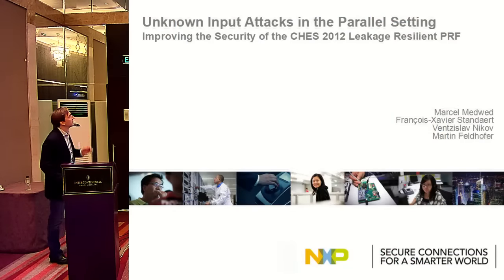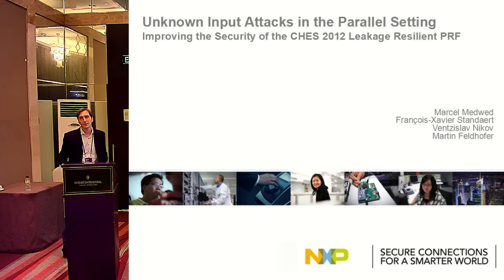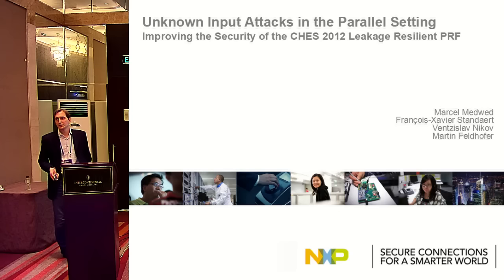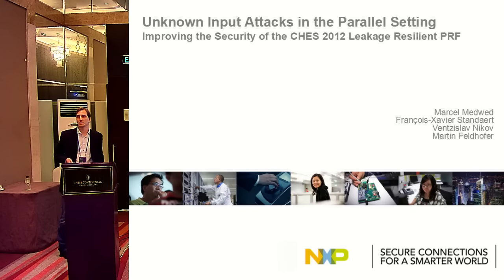Okay, thanks for the introduction. So today I want to speak about how to improve on the CHES 2012 leakage resilient PRF, but not only how to improve the security, but also how we lower the requirements. So with our implementation, it is possible to implement it with a plain parallel AES implementation, which was not possible before, while keeping the same performance.